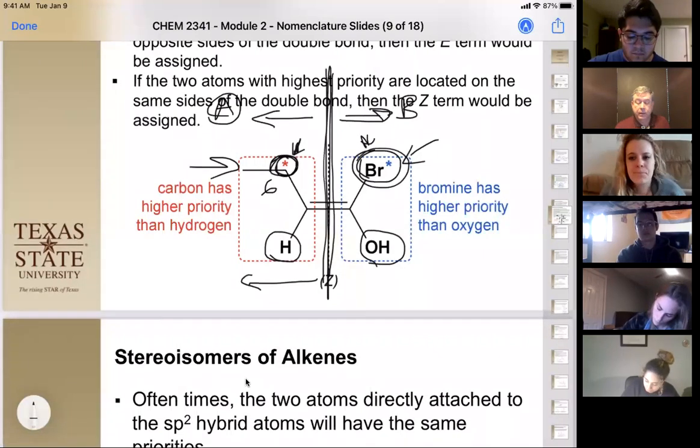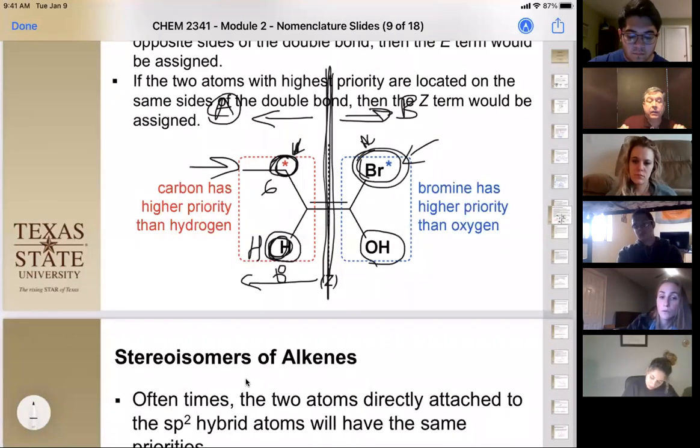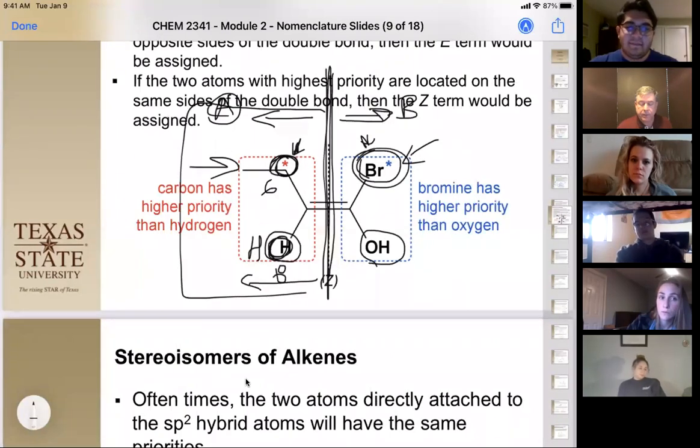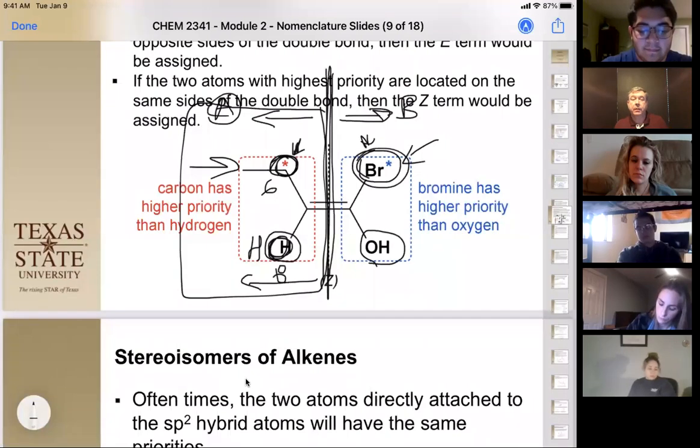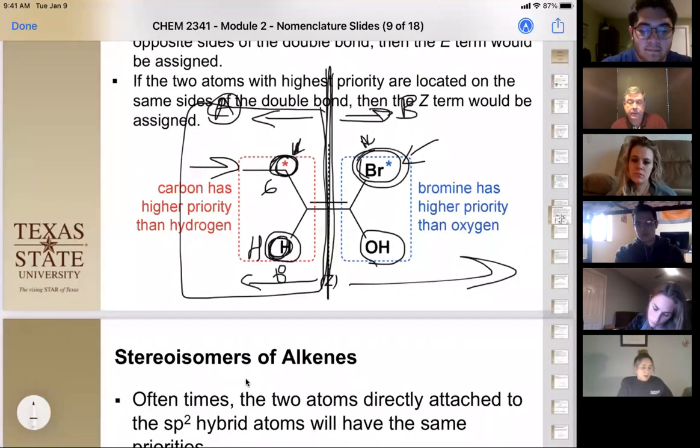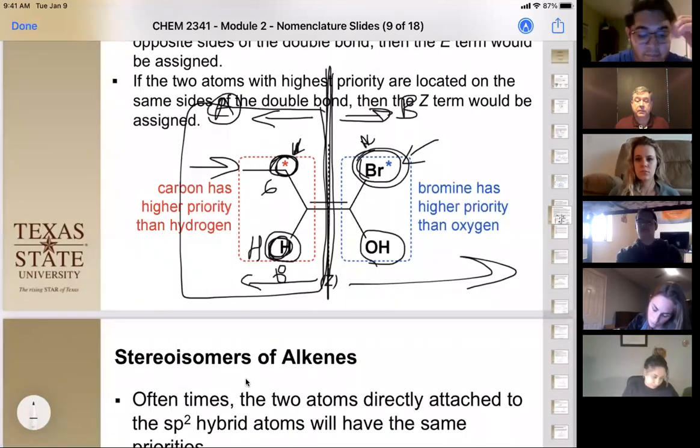Now, what if we had an OH here? What if we had an oxygen here? Our oxygen is 8. It would have a higher priority. It's all about, on this side of the double bond, which is the higher atomic number? On this side of the double bond, which is the higher atomic number? And that's how you assign E and Z. Okay.